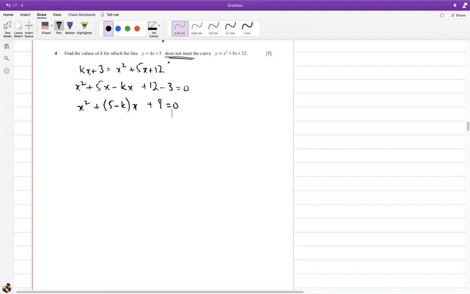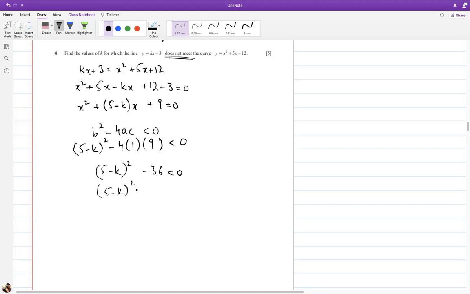And now I know that they do not meet, so b squared minus 4ac is less than 0. So b squared simply becomes (5 minus k) whole squared minus 4 into 1 into 9 less than 0. So (5 minus k) whole squared minus 36 less than 0. And now I can simply solve this. So (5 minus k) whole squared equal to 36. Not equal to, sorry, less than.